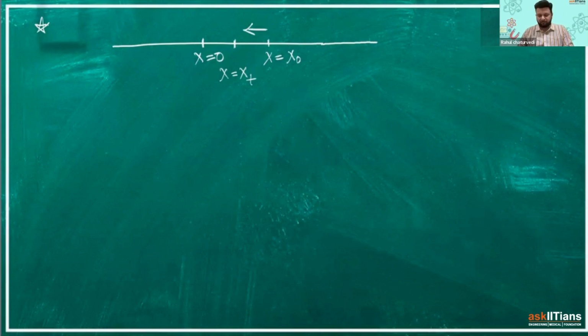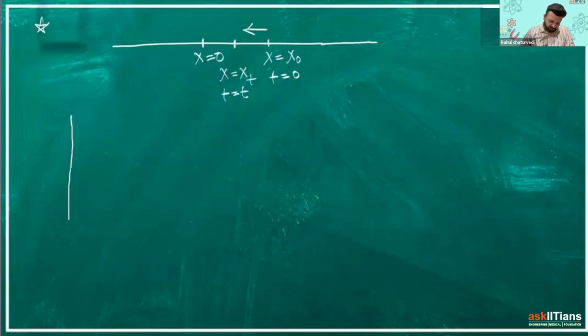How can you draw the graph of displacement versus time? So after time t, this position at t is equal to t, and x is equal to 0 is at t is equal to 0. So for drawing this kind of graph, you have to take the xy axis.